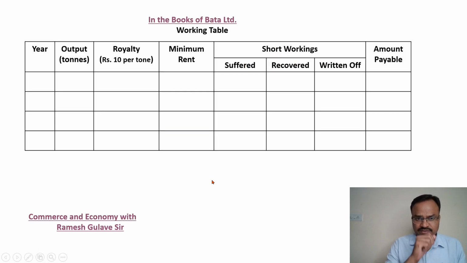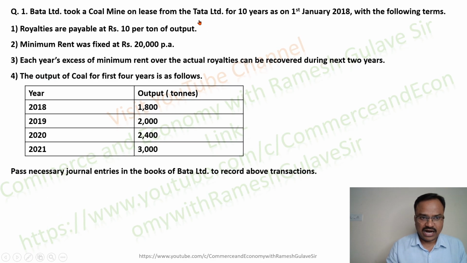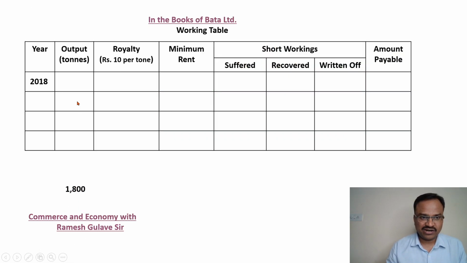Right, so here we have output from 2018. Okay, so in the working table, as our first column is related to the year, first 2018, and output for 2018 is 1,800 tons. Okay, so here let us record the amount. Output for 2018 is 1,800 tons.